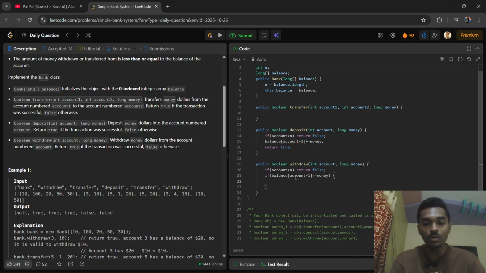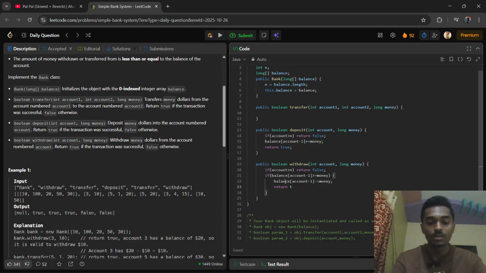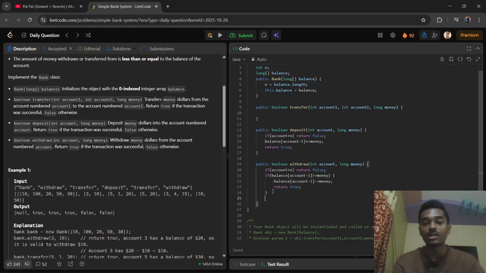So how do we withdraw? Very simple: we go to our account and do minus equal to money. So we withdraw the money, and after that we simply return true. Our transaction is completed. Otherwise, if our balance is not greater than or equal to our withdraw request, we simply return false.